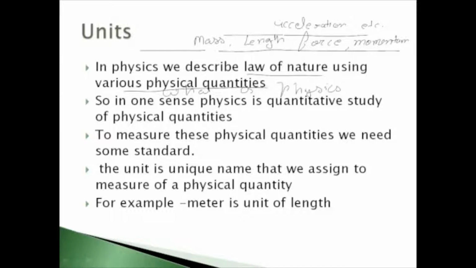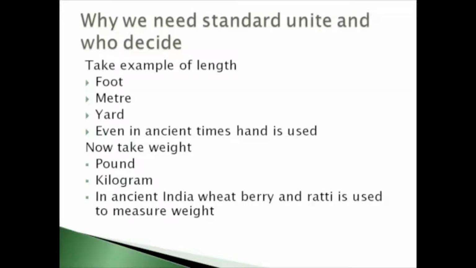So, in a sense, we can say that physics is a quantitative study of physical quantities. And to measure these physical quantities, we need to set some standards. These standards are known as units. For example, to measure length, we can use the unit foot, meter, or yard. And also, in ancient times, people used their hands and various other things like sticks for measuring distances and length.